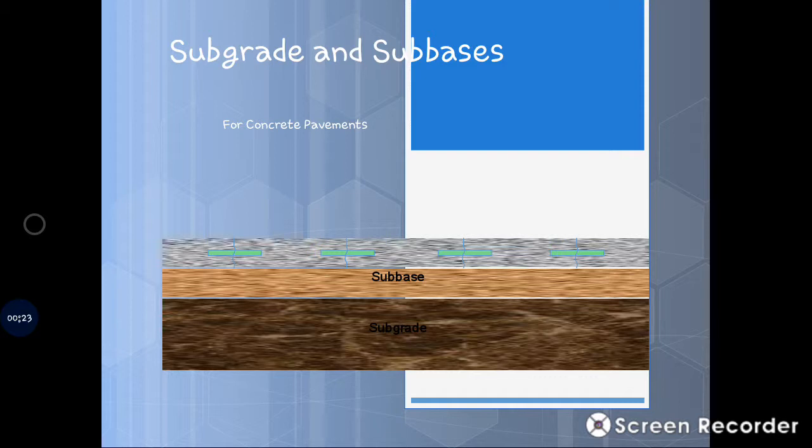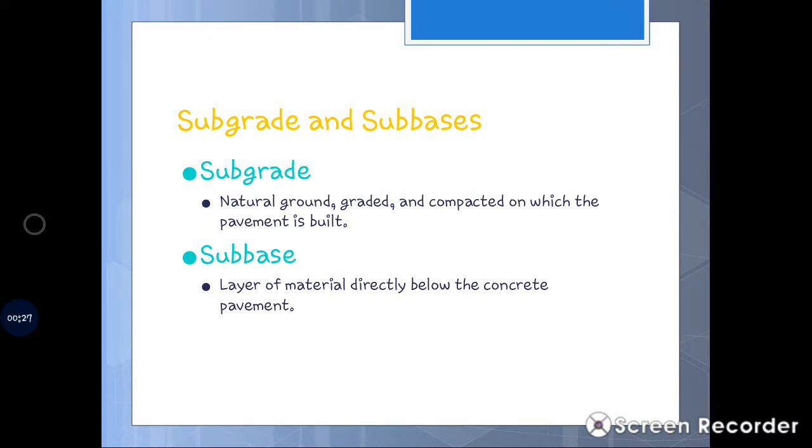So ano ba yung sub-base and subgrade? So for subgrade, normally these are natural ground graded and compacted on which the pavement is built. So yun namang subbase is a layer of material directly below the concrete pavement.